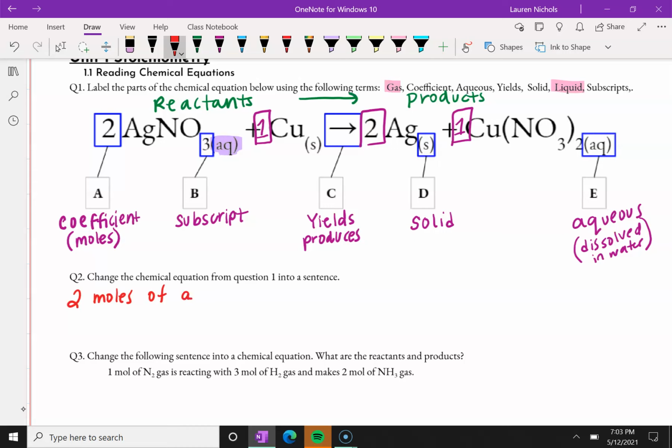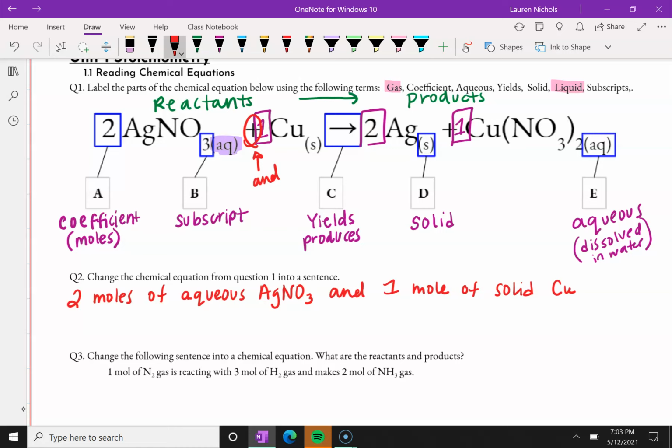So it would be 2 moles of aqueous AgNO3, or silver nitrate. And then the plus symbol is going to be the word and. So, and 1 mole of solid copper. And then remember, the arrow means yields or produces or makes. So we can say 2 moles of aqueous silver nitrate and 1 mole of solid copper.